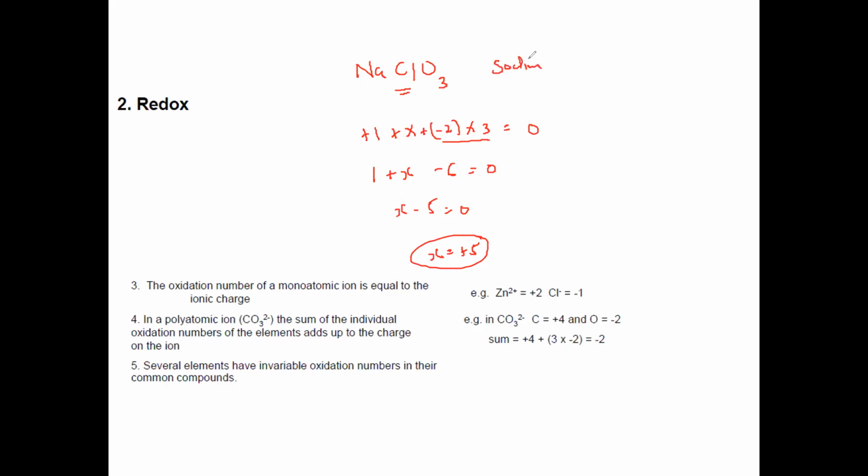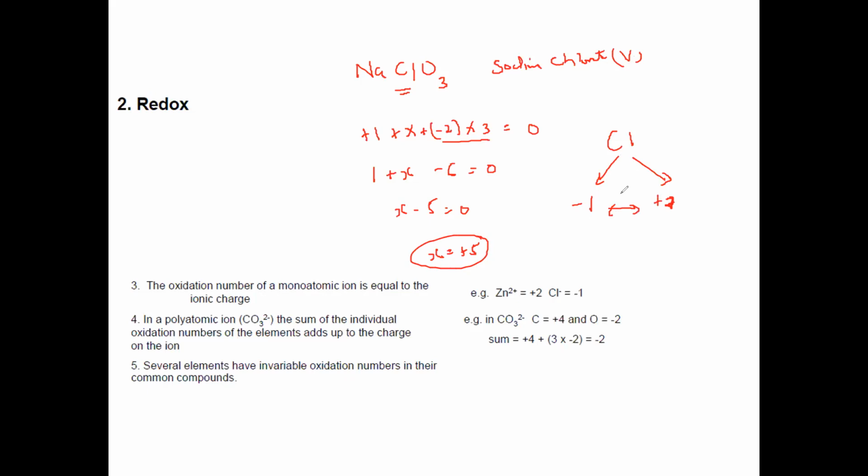Why is it known as sodium chlorate 5? Because the oxidation number of chlorine is +5. I told you that chlorine, even though it belongs to group 7, has a common oxidation number of -1, but it can have a maximum of +7. But it does not mean it is either -1 or +7. It can have an oxidation number from -1 to +7.